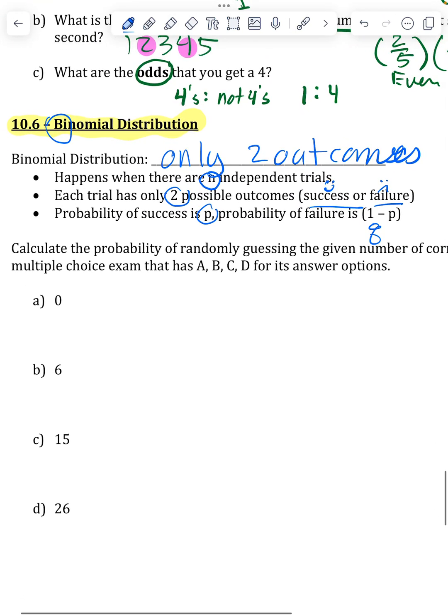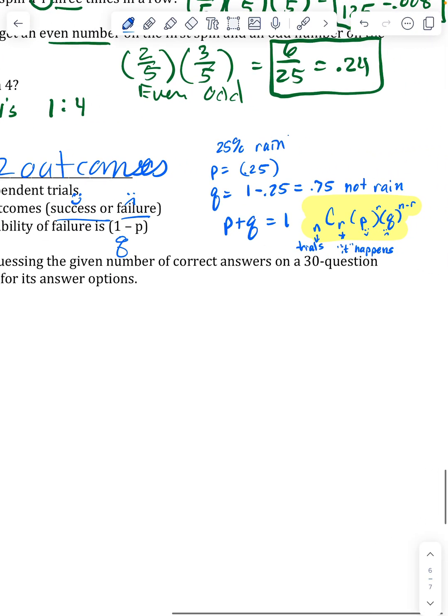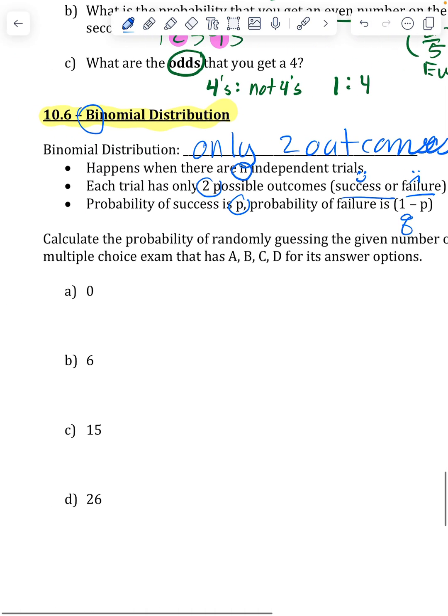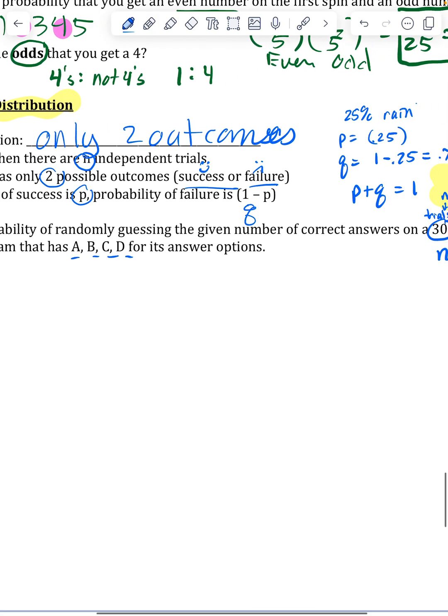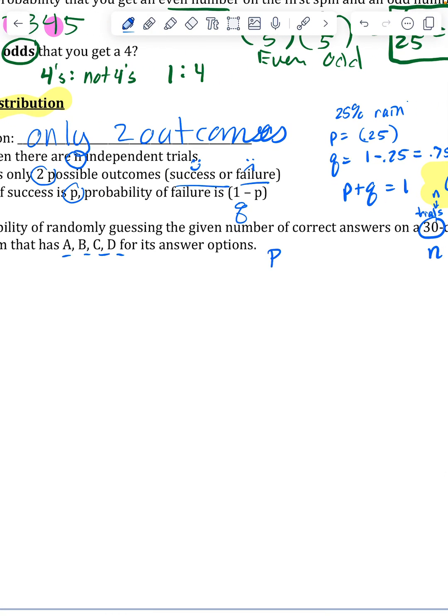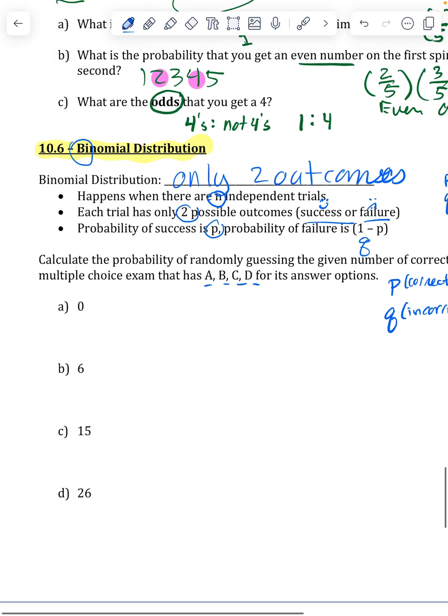All right. Calculate the probability of randomly guessing the given number of correct answers on a 30-question test. So that's the total. That's going to be n. The exam has A, B, C, or D, so it has 4 options. So the probability of getting it correct is going to be 1/4 or 0.25, which means q, the probability of getting it incorrect, is going to be 3/4 of the time, so 0.75. And they have to add up to 1.